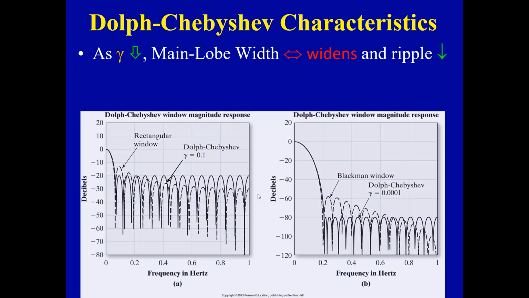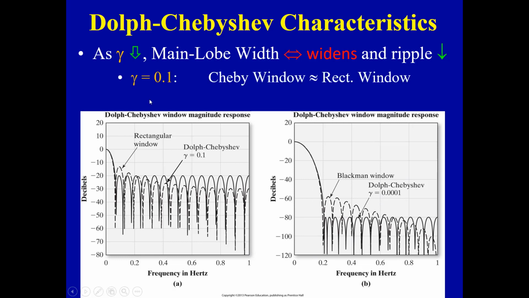So for example, for the gamma parameter, as gamma goes down, the main lobe width gets wider and the ripple goes down. So you can think of the gamma parameter as being a linear version of the attenuation that you want to achieve. For example, with a gamma value of about 0.1, which is 10 to the minus 1, we get the equivalent of rectangular window kind of performance, somewhere around minus 20 dB of attenuation in the worst case.